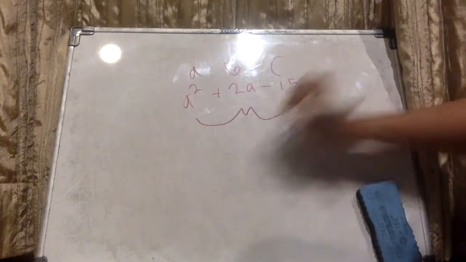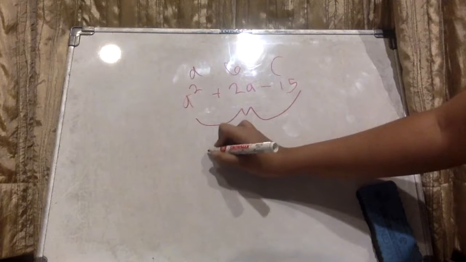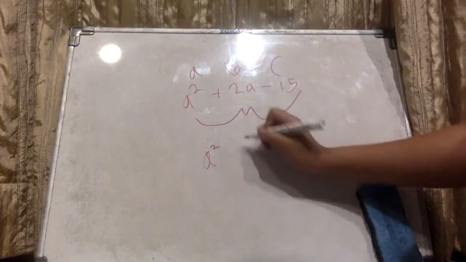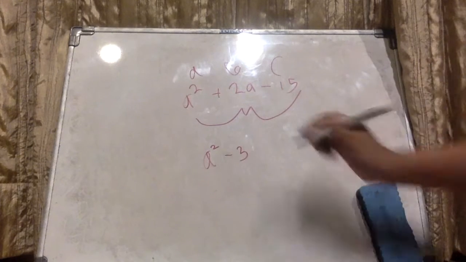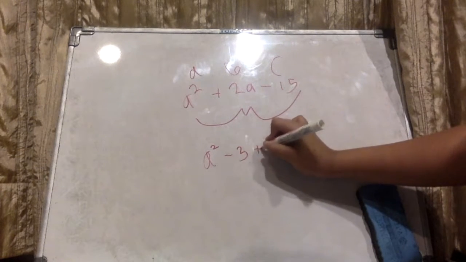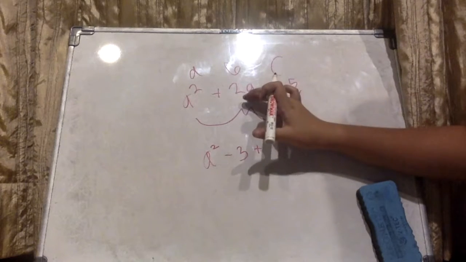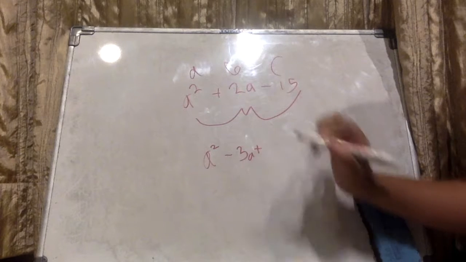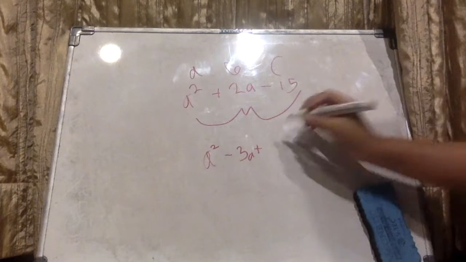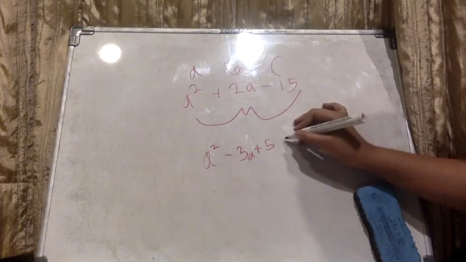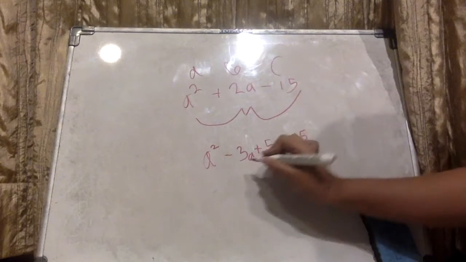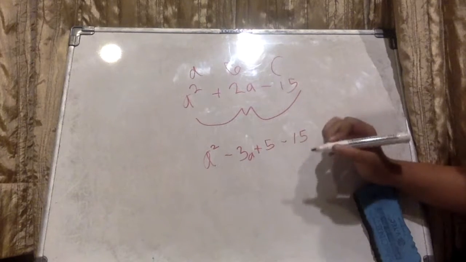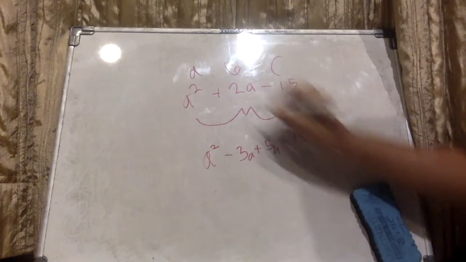So negative 3. Let's write it again: a squared minus 3, because it's a negative, plus, remember, this is a, so we need to put an a, plus 5, minus 15. You also need to remember the variables, because this has a variable, so don't forget the variable.